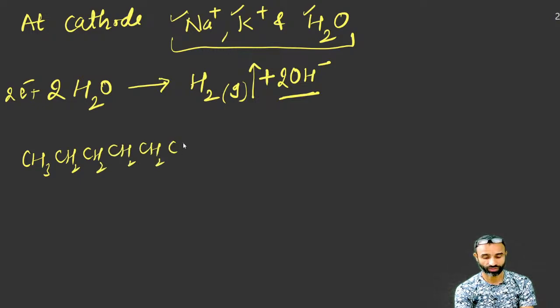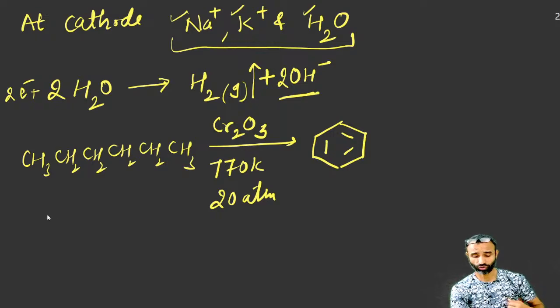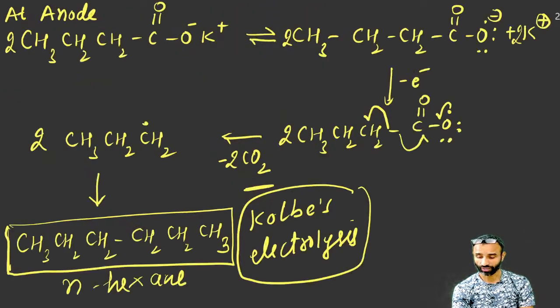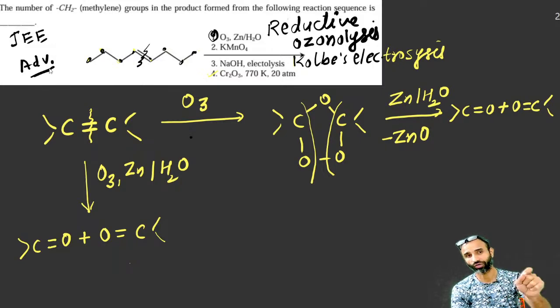leads to the formation of benzene with Cr2O3 at 770 Kelvin and 20 atmosphere pressure. This reaction is also given in NCERT. I hope this question should be from JEE Advanced, is it? Yes, sir. The question is from JEE Advanced, but it is very well from NCERT. If you connect the dots, you will get the answer.